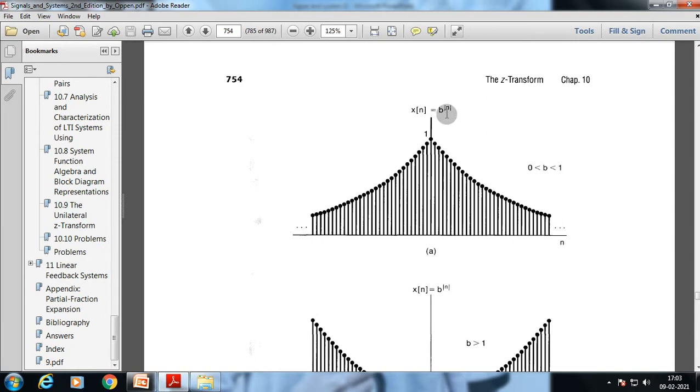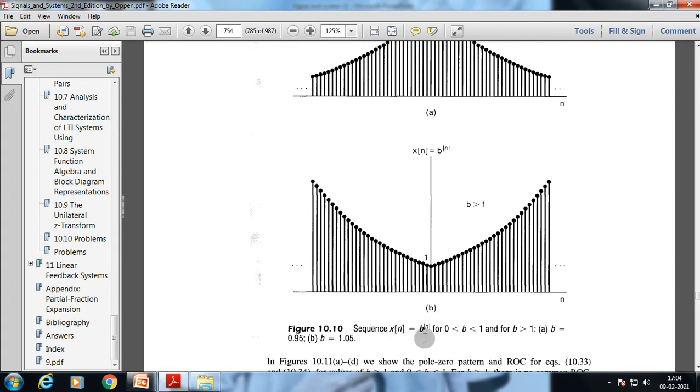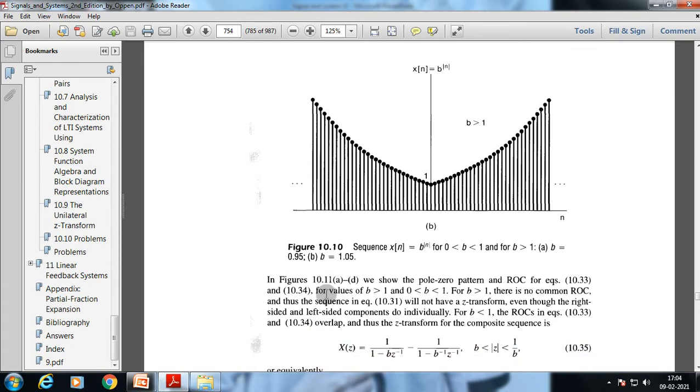The sequence x of n is equal to b to the power mod n is shown for b between 0 and 1, and for b greater than 1 the values are shown as well, for example b equal to 0.95 and b equal to 1.05. The figure shows the pole-zero pattern and ROC for the equation. For values of b greater than 1 and also b between 0 and 1, for b greater than 1 there is no common ROC, and thus the sequence will not have a z transform even though the right-sided and left-sided components do individually.